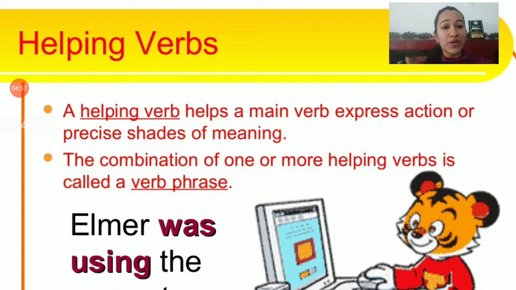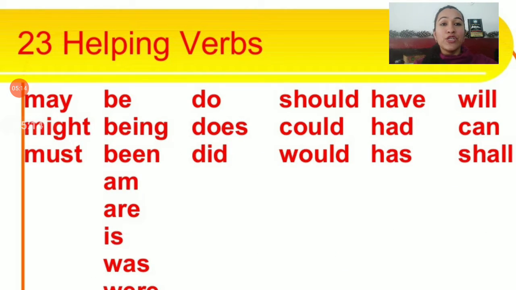Now what are helping verbs? I already told you helping verbs help the main verb. So if you have a main action verb, a small helping verb, is, am, are, was, were, helps complete the meaning of the action verb. Those are helping verbs. 23 basic helping verbs: may, might, must, be, being, been. You can pause the video and read all of them.